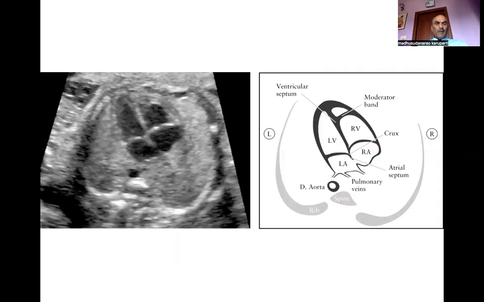This is what happens during fetal life. This is the echocardiogram of the fetal heart, showing the presence of the foramen ovale, patent foramen ovale. This is the foramen ovale.